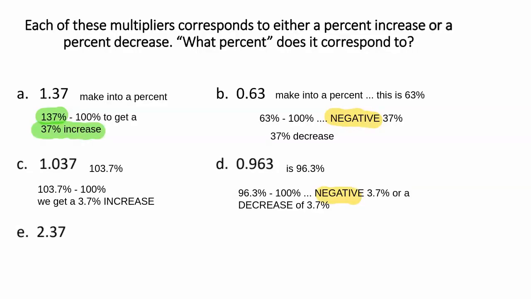Now, E should be pretty easy. 237 is 237%. So I take 237%, subtract 100%, and I get 137% increase because it's a positive number. Okay? I'm still subtracting. I'm going backwards.